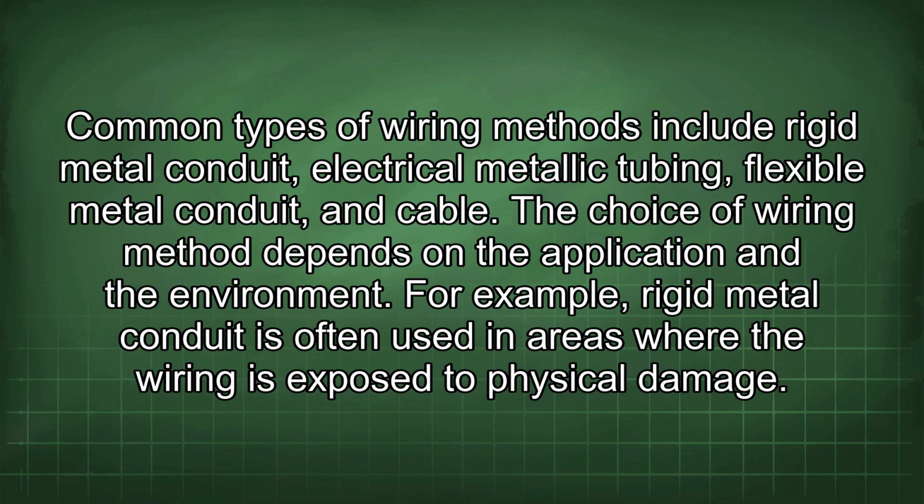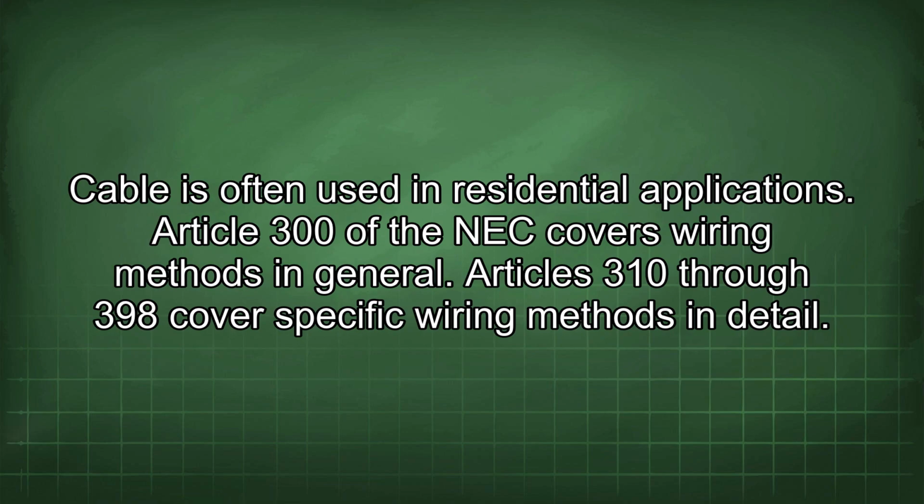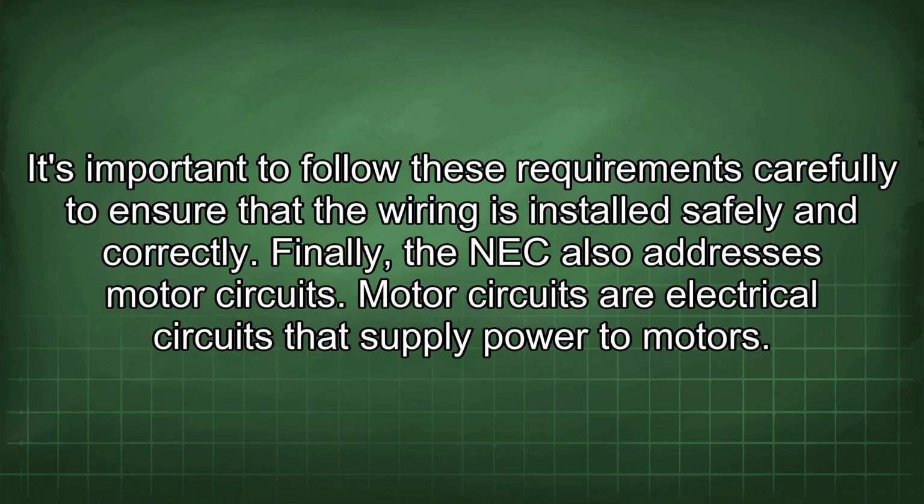For example, rigid metal conduit is often used in areas where the wiring is exposed to physical damage. Cable is often used in residential applications. Article 300 of the NEC covers wiring methods in general. Articles 310 through 398 cover specific wiring methods in detail. It's important to follow these requirements carefully to ensure that the wiring is installed safely and correctly. Finally, the NEC also addresses motor circuits.